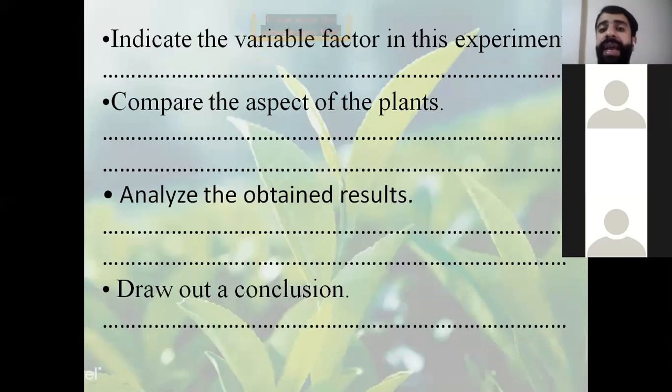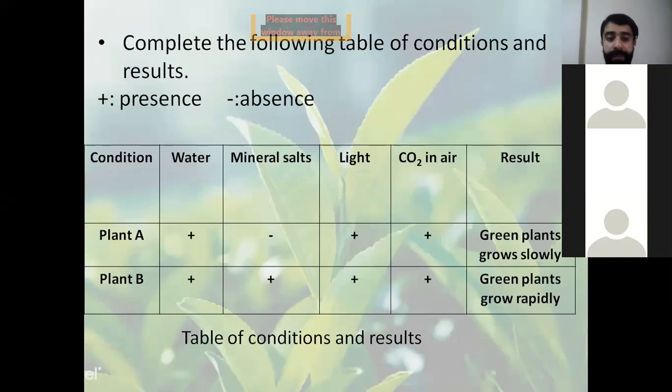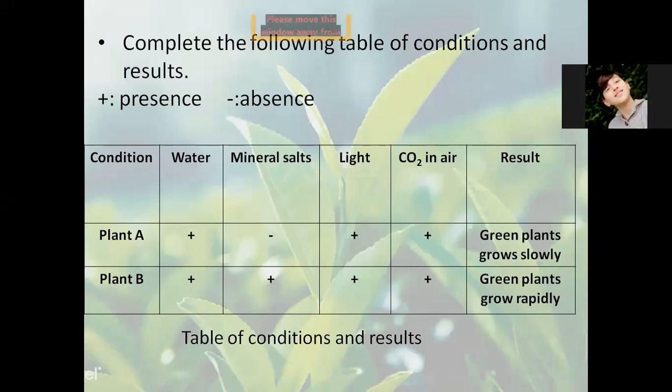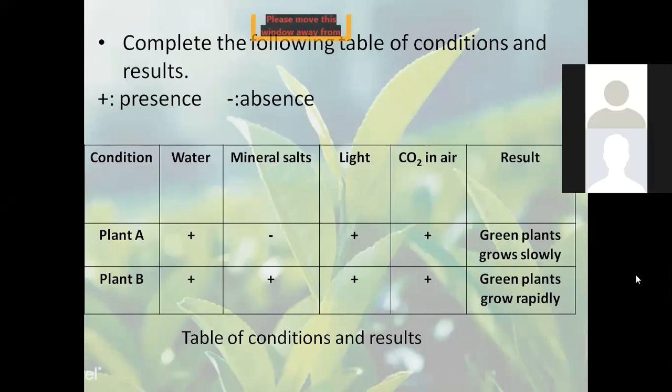They said indicate the variable factor in this experiment. Already we know what the variable factor is. The variable factor is the difference between the two plants. So in plant 1, we have no mineral salts, while in the second, we have mineral salts. So this is the variable factor, the difference between the two plants, plant 1 and plant 2. In plant 1, we don't have mineral salts, while in plant B, we have mineral salts. So this is the variable factor, and this is the difference between the two experiments.